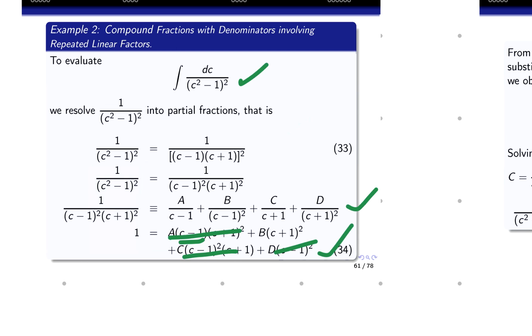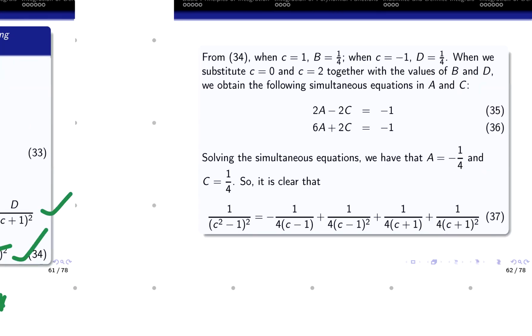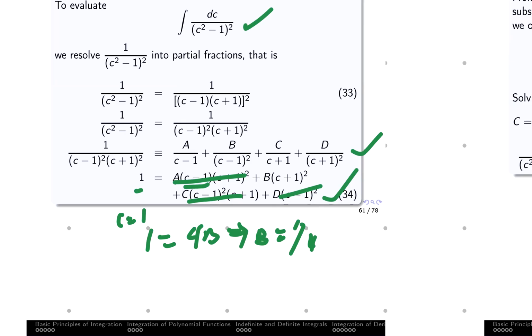When we set small c to be 1, everywhere there's c minus 1 will go. So you have this one on the left-hand side, and then c is 1, right? 1 plus 1 is 2, raised to power 2, 4. So that's 4b. And that implies that b is equal to 1 over 4. So we get b that easily. So when c is 1, you get b equals 1 over 4. That's straightforward. Then we can also do the next one that easily, but it gets a bit complicated afterwards.